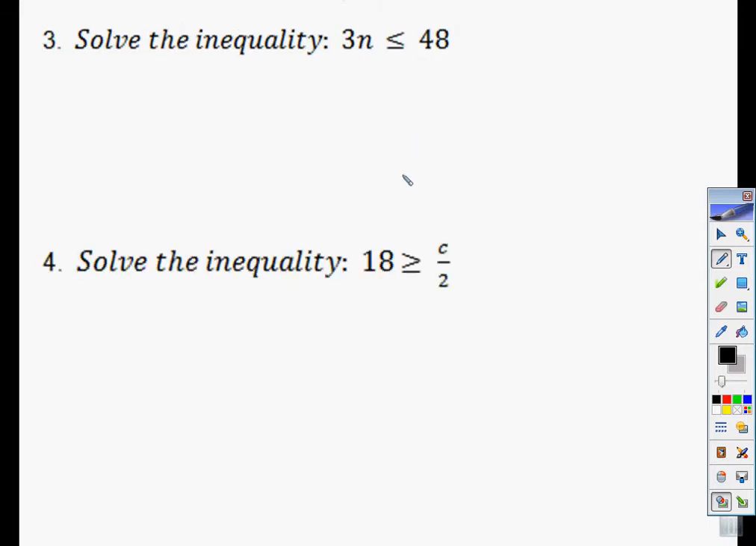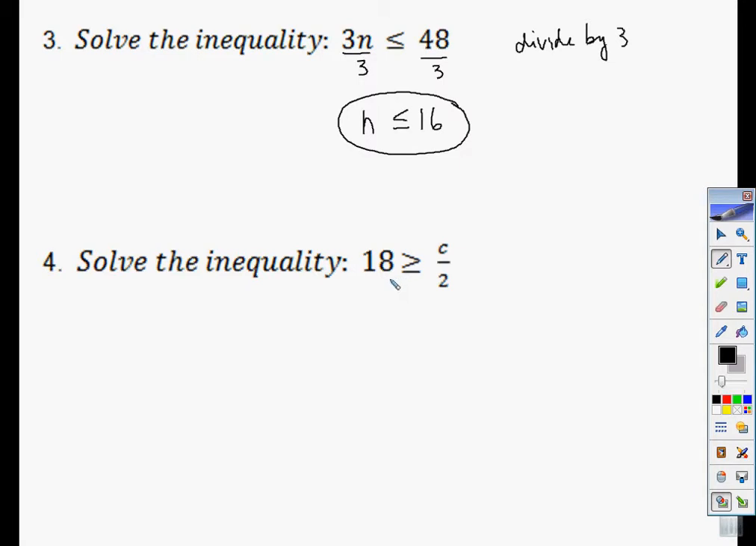Solve the inequality 3n is less than or equal to 48. Okay, to solve this inequality, we would need to divide both sides by 3. n is by itself on one side, but there's a 3 there. When we solve for a variable, remember that we're solving for 1n, not 3n, so we would need to divide both sides by 3. And since we're dividing by a positive number, the direction of that inequality sign stays the same. So 48 over 3 is 16, so n is less than or equal to 16 is our solution.